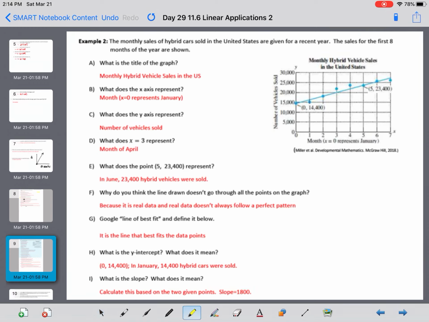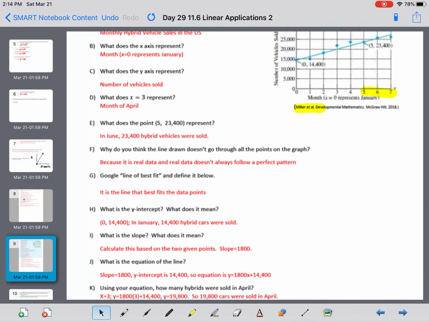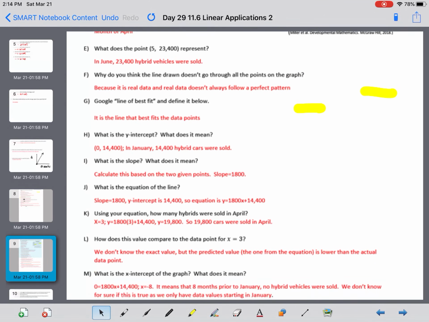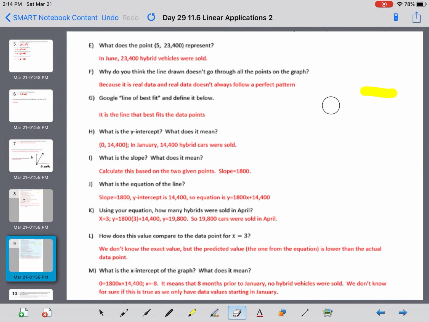So use the 2 points that you're given and find the slope, either using the formula or using a table of values to find the change in y over the change in x. And we end up with 1,800. So once you know the slope and the y-intercept, you can go ahead and plug into the equation. And so my equation is going to be y equals 1,800x plus 14,400.